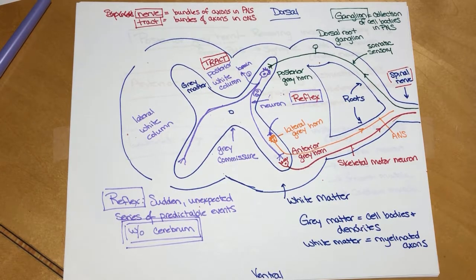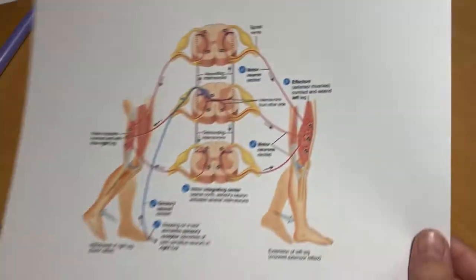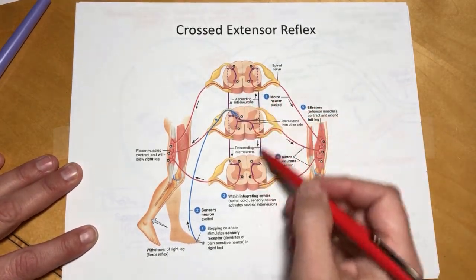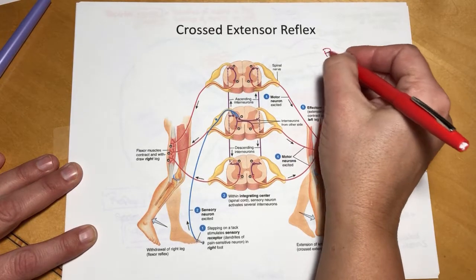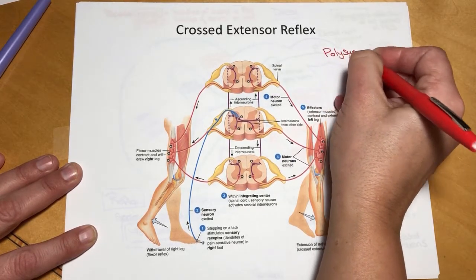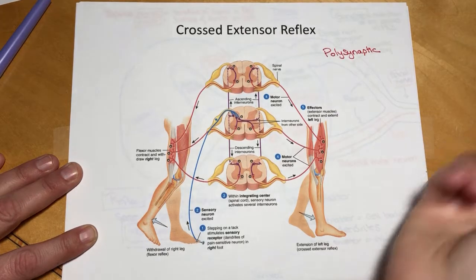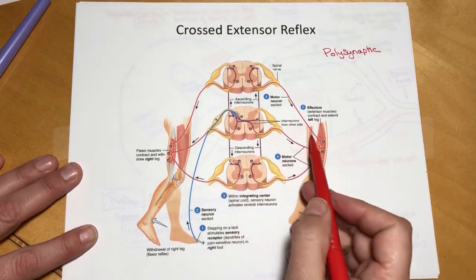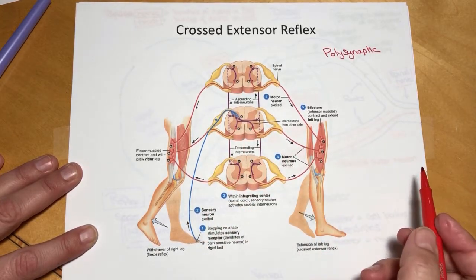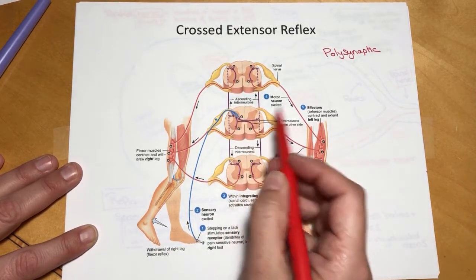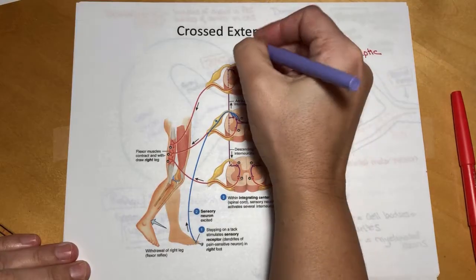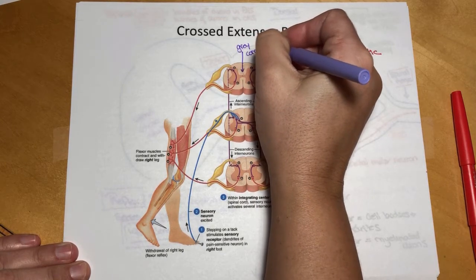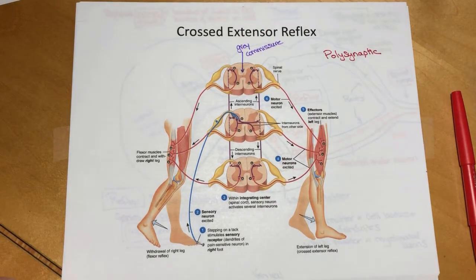Okay, our last reflex that we're going to discuss today is called the crossed extensor reflex, and this is really the most complicated one yet. As you can see, there's a lot of synapsing going on, so this is a polysynaptic reflex. In addition, we're actually getting both sides of the body involved, and so those interneurons are crossing over that gray commissure. So we'll get to that in a minute. Let's start at the beginning.